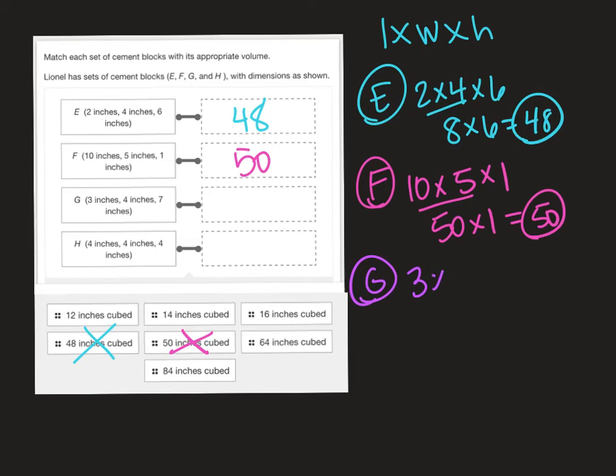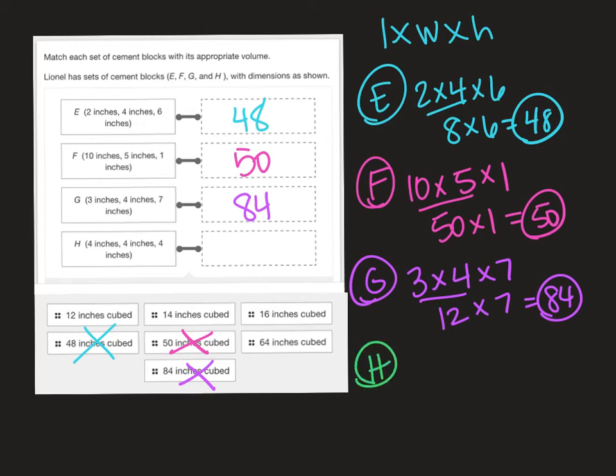All right, next one on G. We have 3 times 4 times 7. So 3 times 4 is 12. 12 times 7 is 84. So we're going to put 84 right here. Mark it out.